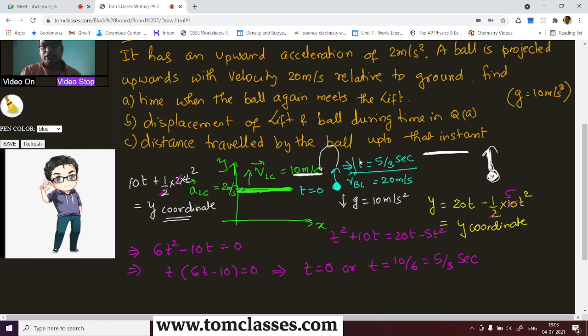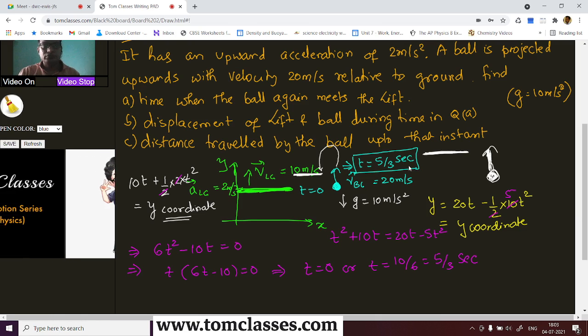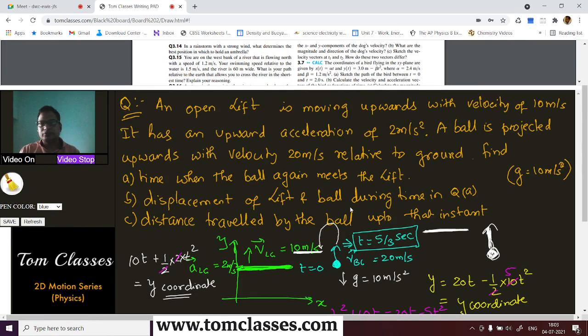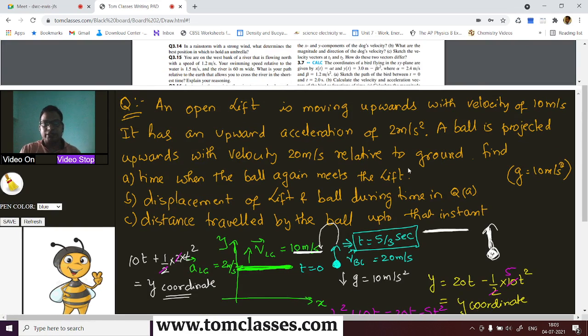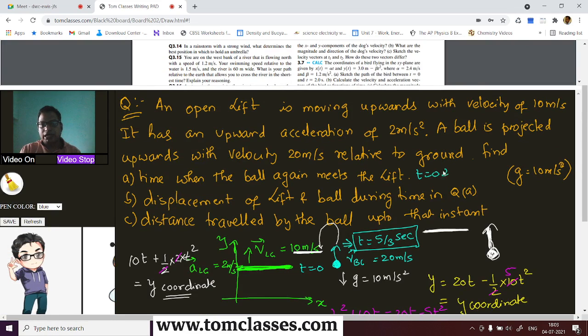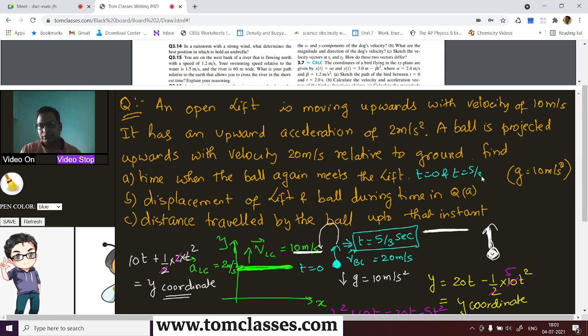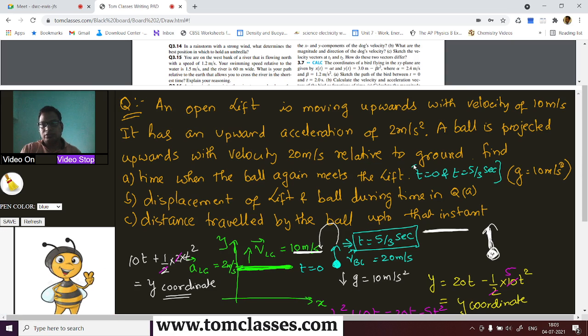Right? The bodies are going to be together. Is this okay? Yes, sir. Okay, so this is the time. You can see time t is equal to 0 and time t is equal to 5 by 3. Alright, so that is what it is.